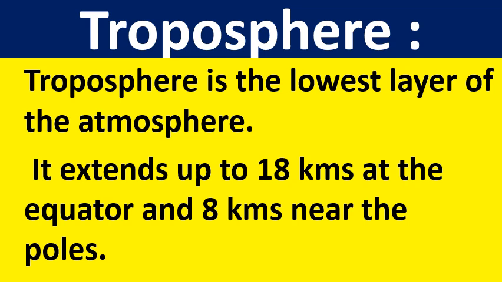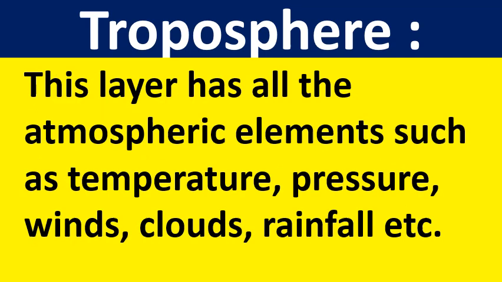This troposphere extends up to 18 kilometers from the equator, and nearer the poles it is just 8 kilometers, right? It extends up to 18 kilometers at the equator and 8 kilometers in the poles from the surface of the Earth towards the sky. This layer has all the atmospheric elements, for example, temperature, pressure, winds, clouds, rainfall. Everything is seen in this layer, that is troposphere. All the living beings are living in troposphere only.